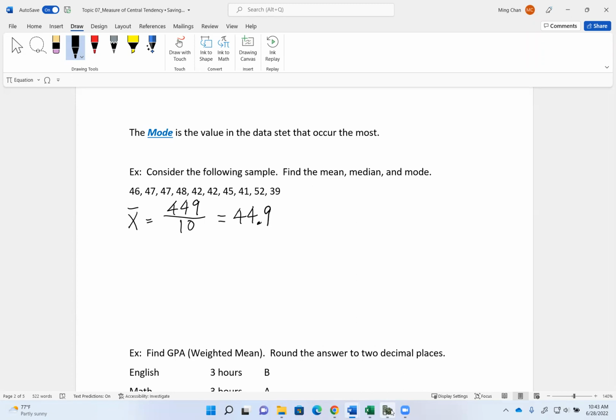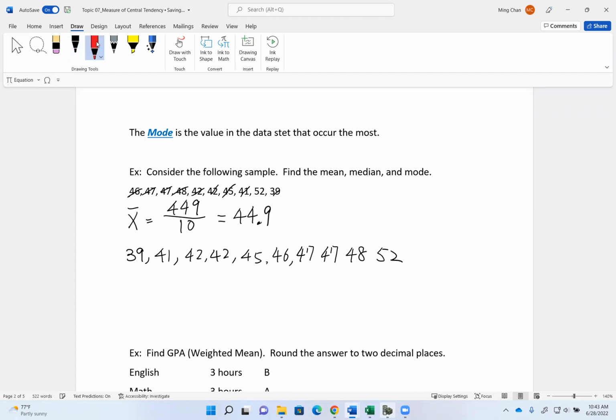All right, find the median. I'm going to write this from small to large. So 39 goes first, then 41, 42 twice, 45, 46, 47 twice, 48, and 52.